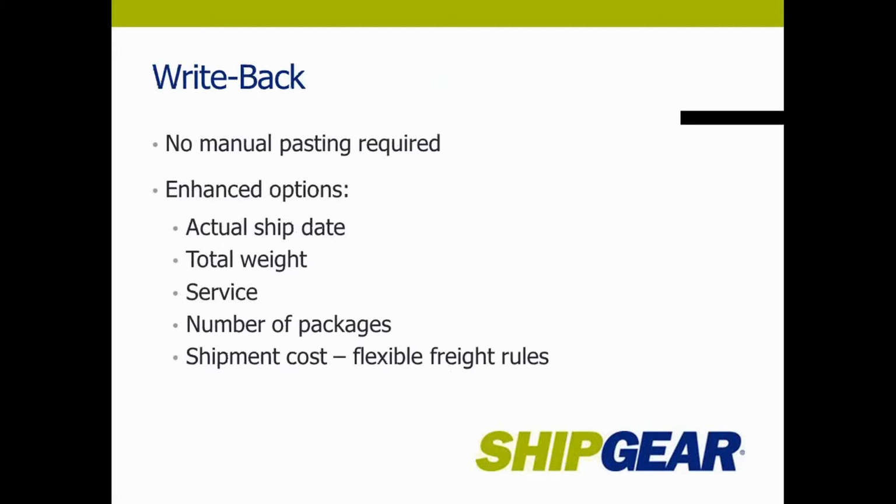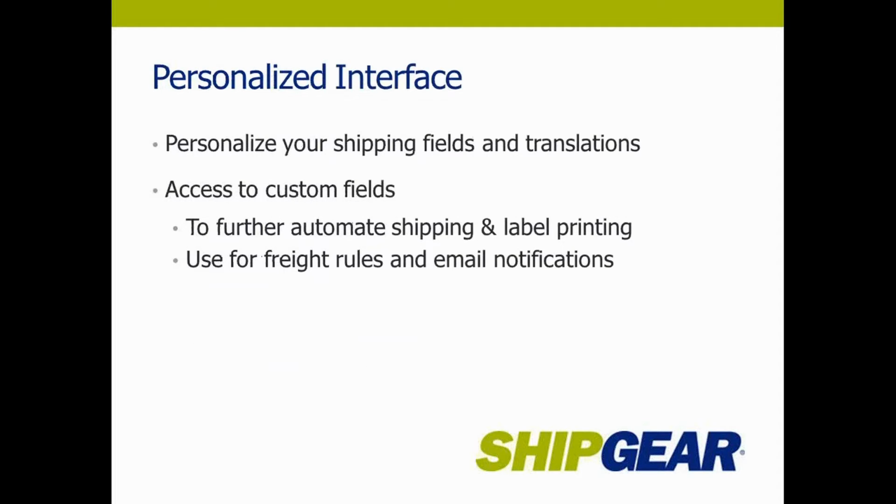So from a write back perspective, once the shipper processes the shipment, ShipGear can write the information directly back to the QuickBooks document. So there's no manual pasting required in order to get all that information back. ShipGear also allows you to define the information that gets written back into the QuickBooks document so that you can have that information that you need, such as tracking numbers, actual ship dates, some of the fields that you see here. And one of the coolest features about ShipGear is that it comes with a default plug-and-play interface, so you can basically install it and start shipping right away.